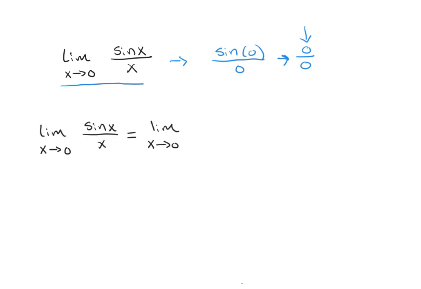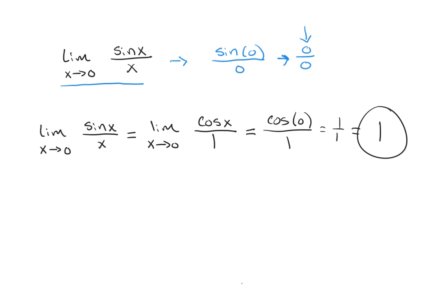So all we need to do is take the derivative of sine x, which is cosine x, and then the derivative of x, which is 1. And now let's evaluate that limit. So cosine of 0 over 1, cosine of 0 is 1, 1 over 1 is 1. Okay, let's do another one.